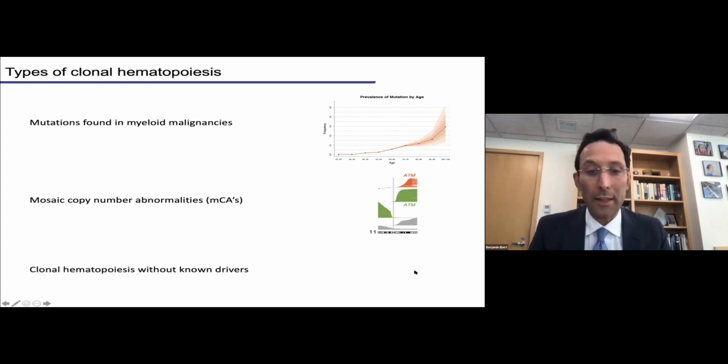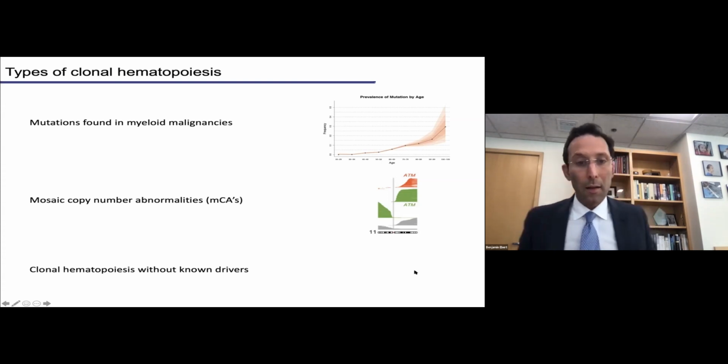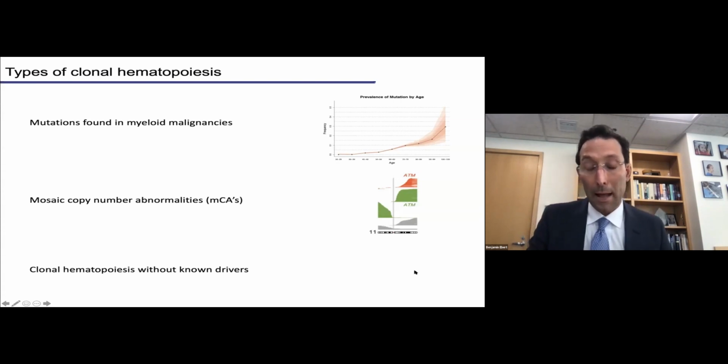And we know that there are cytogenetic abnormalities in other hematologic malignancies, both lymphoid and myeloid. In addition, there is clonal hematopoiesis without known drivers. These are expansions of cells that can be determined by skewing of X inactivation or by the accumulation of passenger mutations at a similar variant allele fraction. That may in fact be the most common type of clonal hematopoiesis. It's more difficult to define, it's more difficult to detect clinically, and its significance is less clear. However, either copy number abnormalities or point mutations can be readily detected.